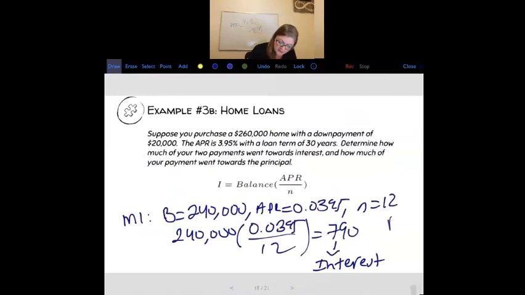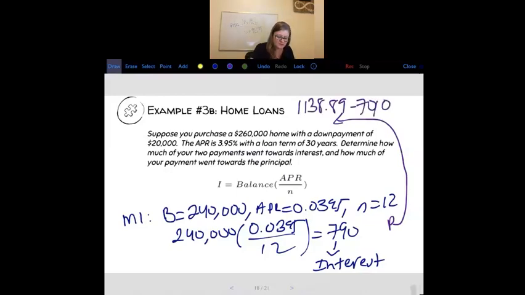So our principal amount would be, I'm running out of room, I'm going to go up here. Sorry, this is really messy. $1,138.89 minus $790. So only $348.89 went to the principal. So in month one, your payment is $1,138.89, but out of that, $790 went towards the interest and $348.89 went towards the principal.